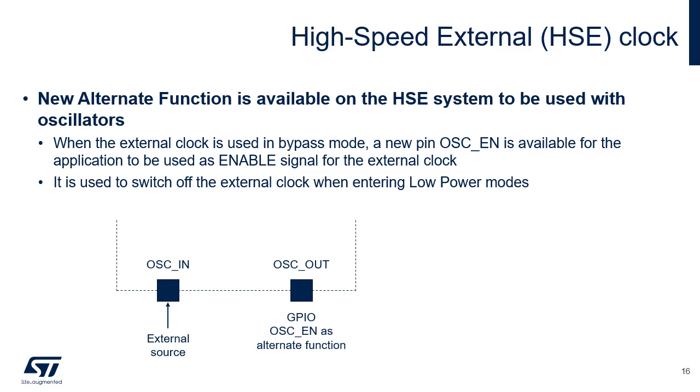In external source mode, also called HSE bypass mode, an external clock source must be provided. It can have a frequency of up to 48 MHz. The external clock signal, that can be a square, a sinus, or a triangle, must drive the OSC in pin. The OSC out pin can be used as GPIO, or it can be configured as an OSC EN alternate function to provide a signal enabling the stop of the external clock synthesizer when the device enters low power modes.